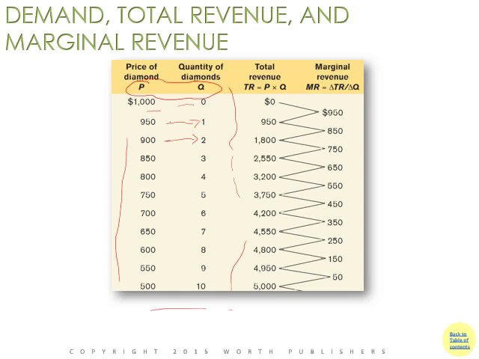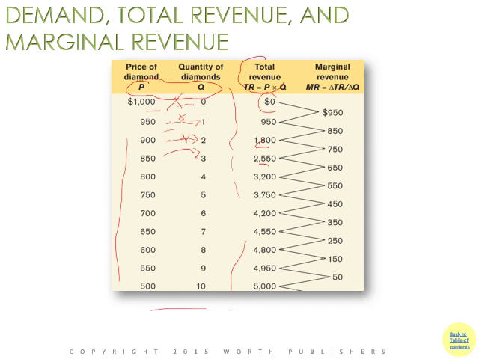Okay, and given this demand relationship, we can calculate total revenue. If we charge $1,000 per carat and don't sell any, our total revenue is 0. If we charge $950 and sell 1, our total revenue is $950. If we charge $900, sell 2 units of output, our total revenue is $1,800. If we charge $850, sell 3 units of output, our total revenue is going to be $2,550. So if we know our demand relationship, we can calculate what total revenue is. Then we can calculate marginal revenue.